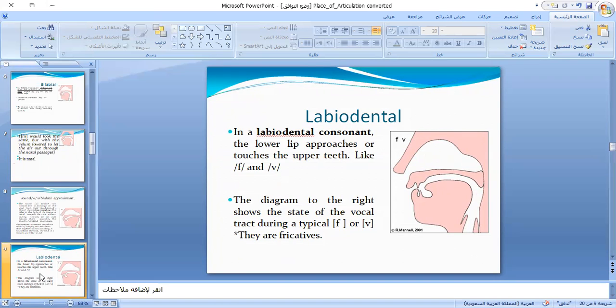Now, labiodental. Lips and teeth work together to produce certain sounds. In labiodental consonants like F, the upper teeth and lower lip are involved. You see the diagram here. Here are the upper teeth and the lower lip, and they cause friction, so they are called fricative sounds.